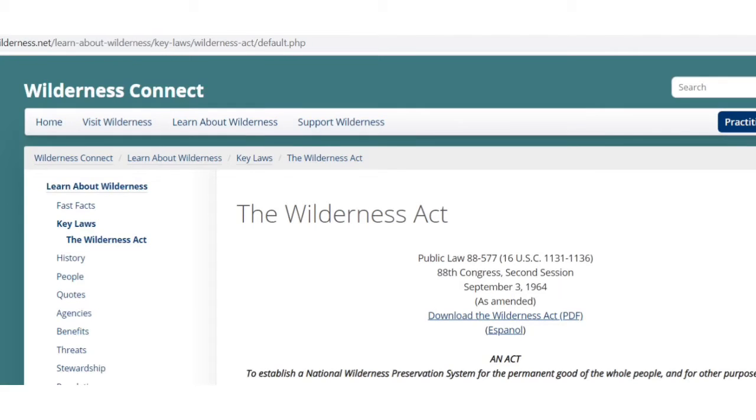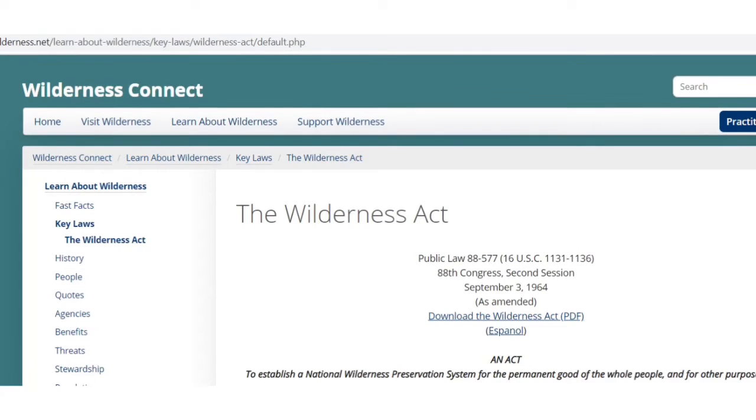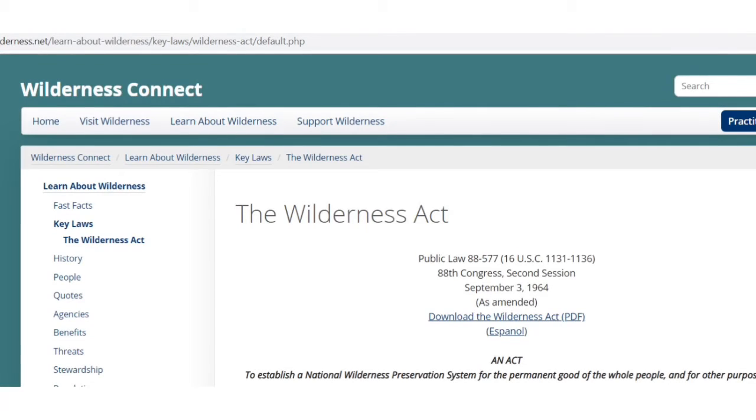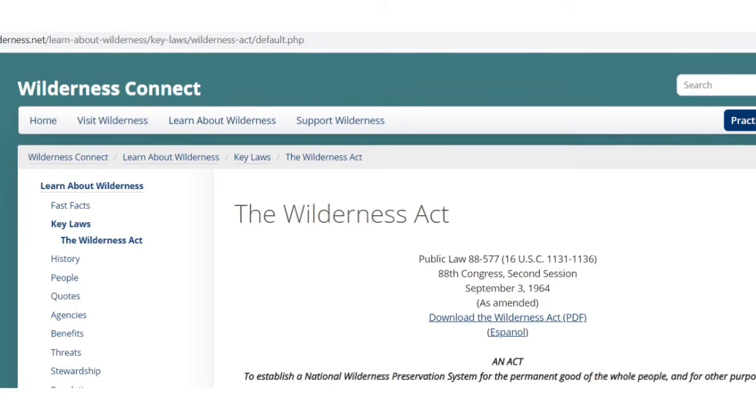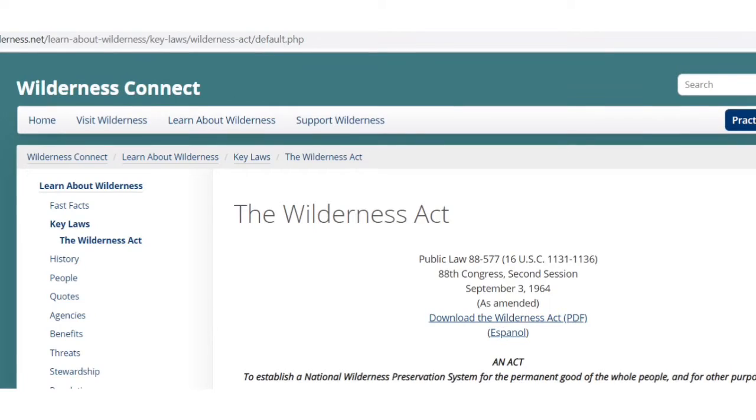For our example today, we are using the Wilderness Act as it is found on wilderness.net, and I want to give you a little orientation to some of the nomenclature that you see on this front page. The first thing that you notice is that you've got the Wilderness Act, and then you see 16 USC 1131-1136. That is the section and chapter of the U.S. Code where the Wilderness Act can be found.